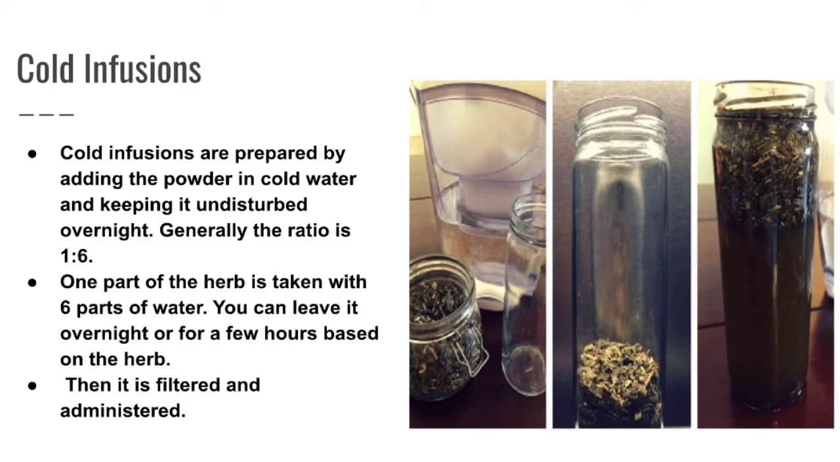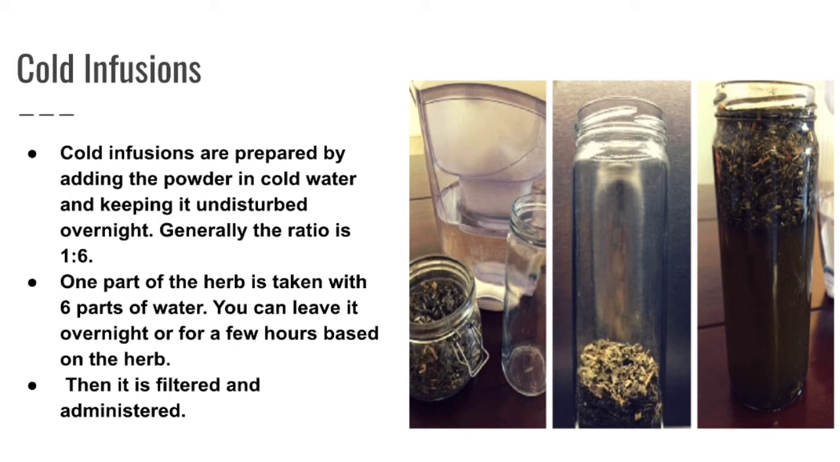There are also methods like cold infusion and hot infusion. In cold infusion, we add cold water to the herbal powder and keep it undisturbed for some time, say overnight, or sometimes just a few hours depending on the herb. Generally the ratio is 1:6. So 1 part of the herb is taken and 6 parts of water is taken. You have to leave it like that. I have mentioned it in the picture here.